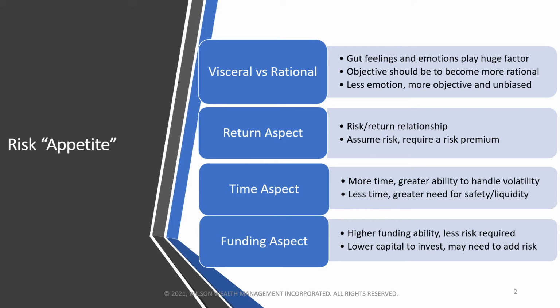The second aspect of one's risk appetite is the return aspect, the risk-return relationship. When you invest, if you're not investing in a risk-free asset, you have to assume some investment risk, and so you require a risk premium. If you better understand the risk-return relationship, then you can better assess what sort of premiums you need to take on additional risk and how they interrelate again in a portfolio.